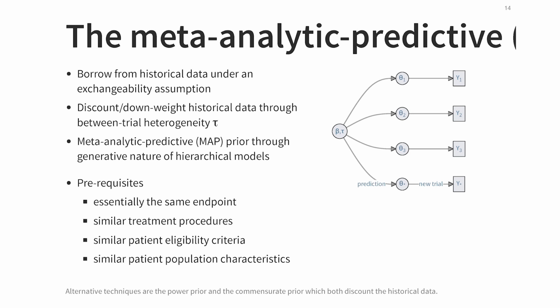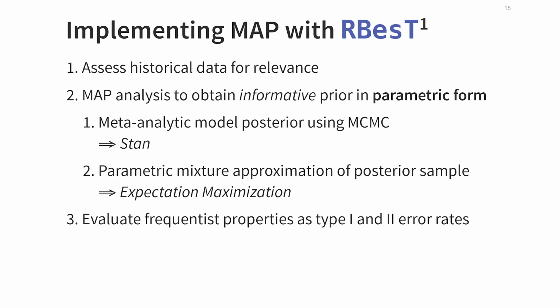Okay, so the MAP approach can be implemented with the R package RBesT, which I wrote. RBesT stands for the R Bayesian Evidence Synthesis Tools, and since 2015 it is open source. It was made public to get the MAP approach used more in the biostatistical community, and that's actually happening nowadays.